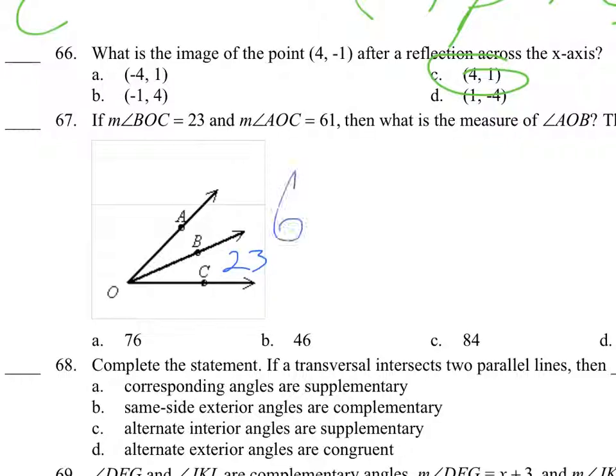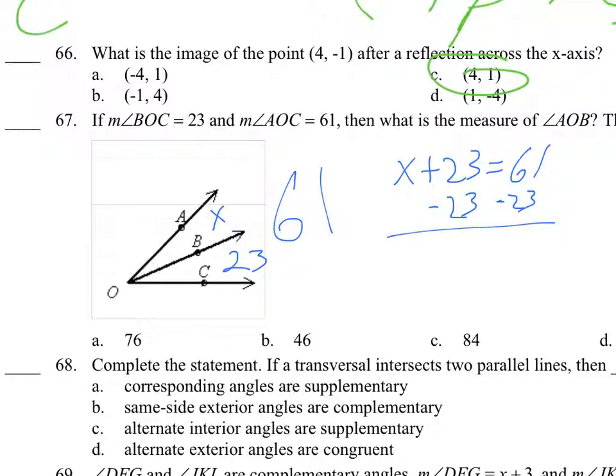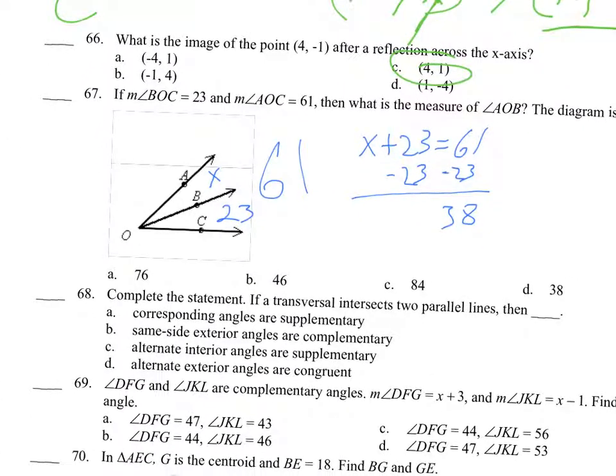AOC is 61, the whole angle, the larger angle. What's the measure of AOB? Well, x plus 23 is 61 degrees, so we just have to subtract 23 to get our answer. We end up with 38 degrees, which, yeah, that's D.